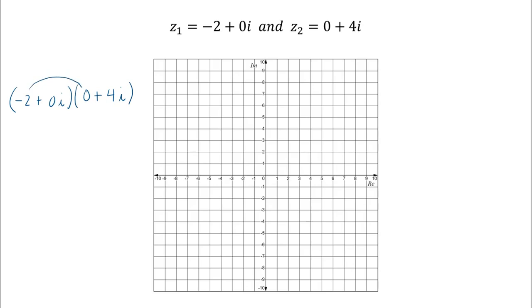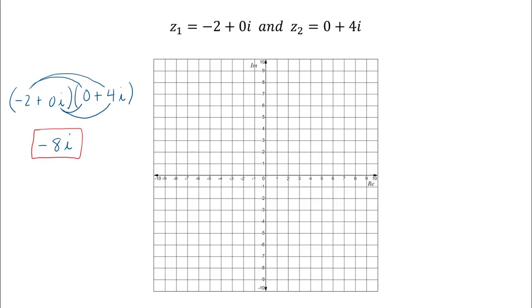Negative 2 times 0 is 0. Negative 2 times 4i is negative 8i. 0 times 0 is 0, and 0i times 4i is 0i squared, which is still 0. So the result of multiplying these two complex numbers in a plus bi form is negative 8i.